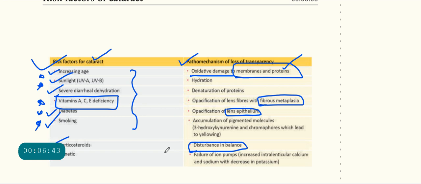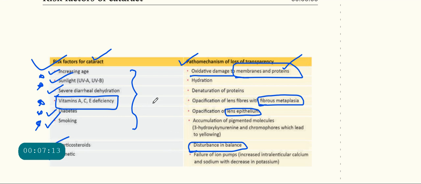Now there could be some genetic factors that would lead to failure of the ion pumps. There would be an increase in the calcium and sodium level, and a decrease in the potassium level. Due to the increase in calcium and sodium, it would ultimately lead to cataract, because the calcium and the sodium will be deposited inside your eye.